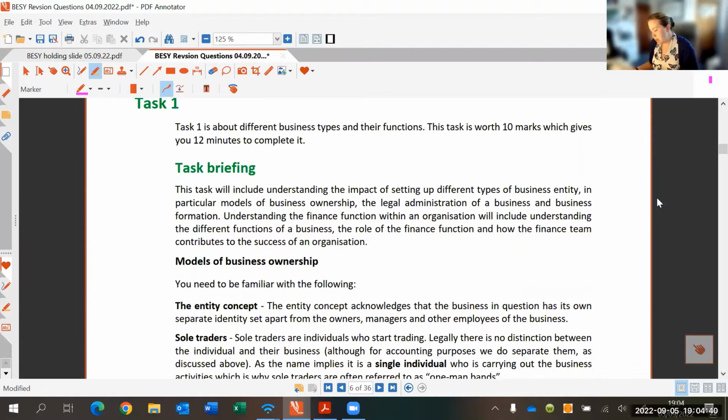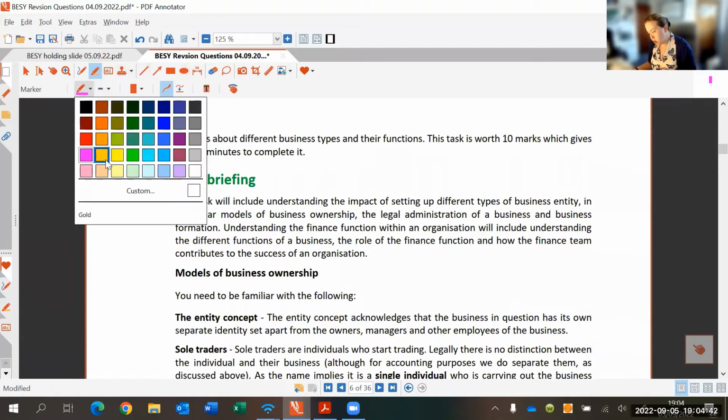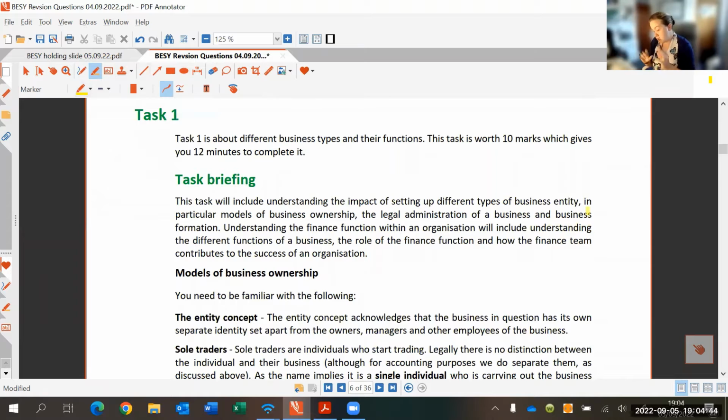Okay, so as we said before, I'm just going to change the colour on this because that pink was quite strong. You've got 10 marks available on this task, and we'll say allow about 12 minutes to complete it. You may need a bit less time than that. It just depends what's being asked.